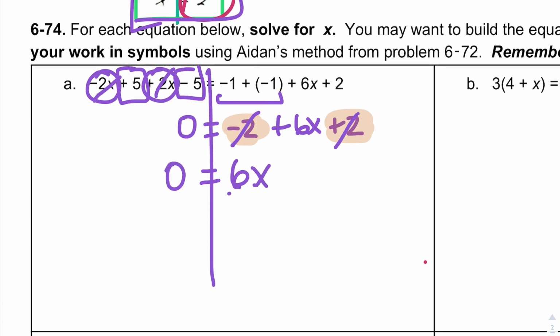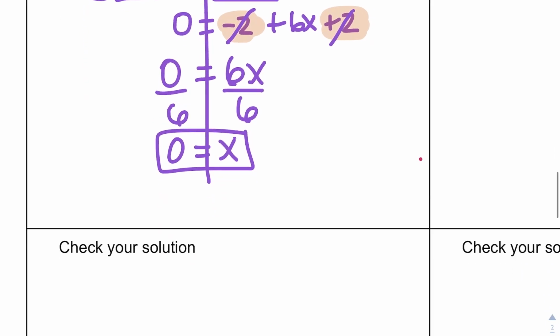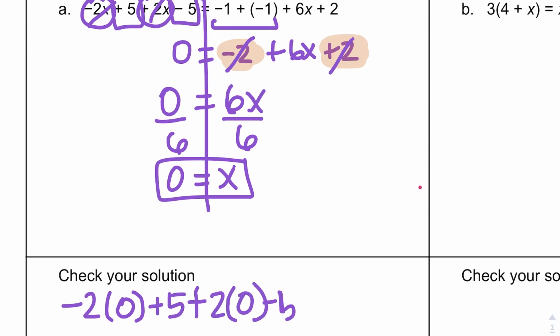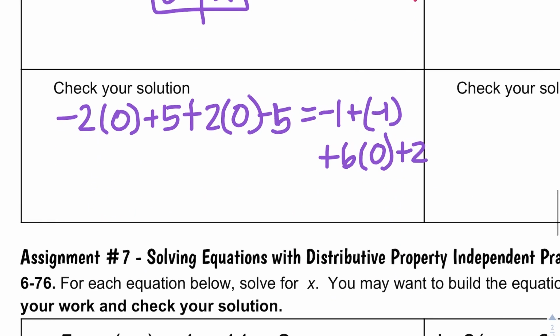If I have 0 tiles, but I need to make 6 groups, I can still make those groups by dividing into 6 equal groups, and x would equal 0. To check your solution, you would go to negative 2 times 0 plus 5 plus 2 times 0 minus 5 equals negative 1 plus negative 1 plus 6 times 0 plus 2. And we all know when we have this side completely simplified, it should still be 0.